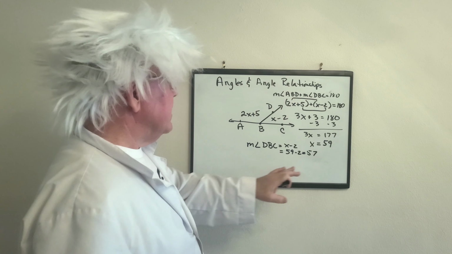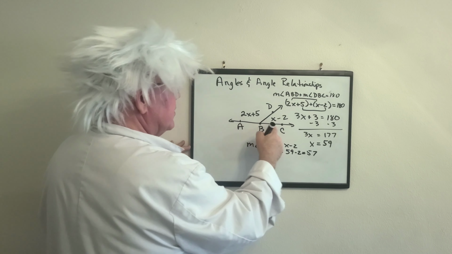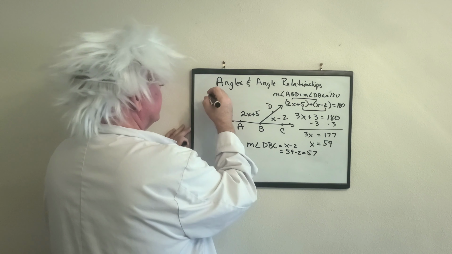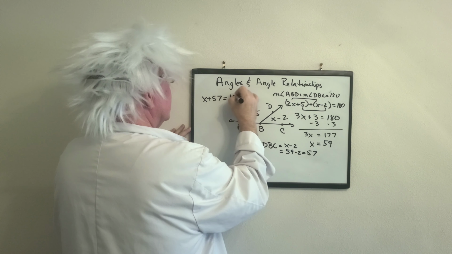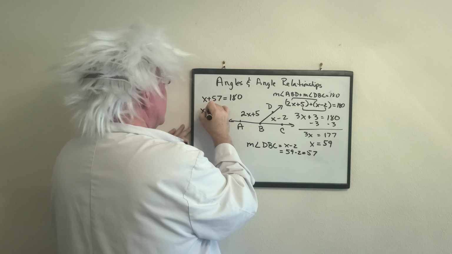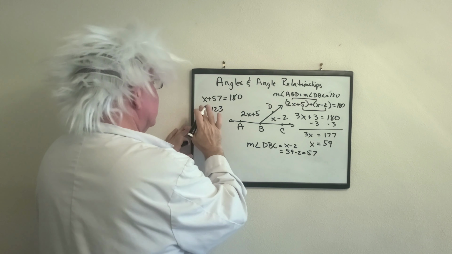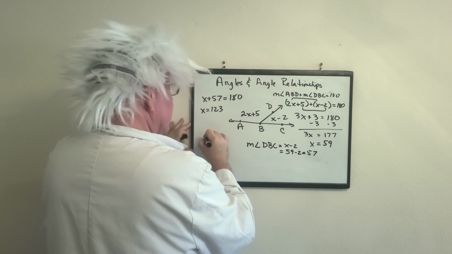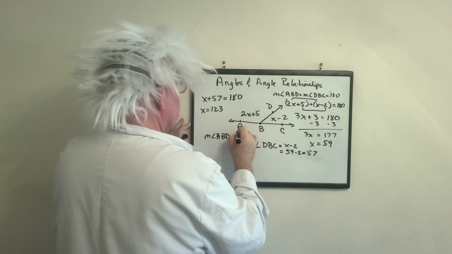Now, instead of plugging this in here, you can say, okay, here's what I know. I know these two add up to 180, so I'm going to say x plus 57 equals 180. Subtract 57, and x equals 123. Oh, excuse me. So that would be the measure of angle ABD equals 123.